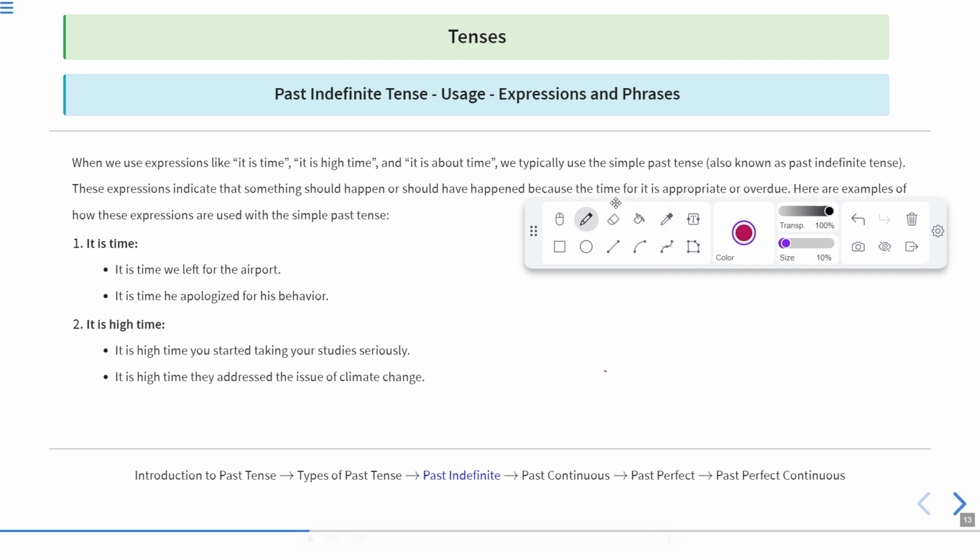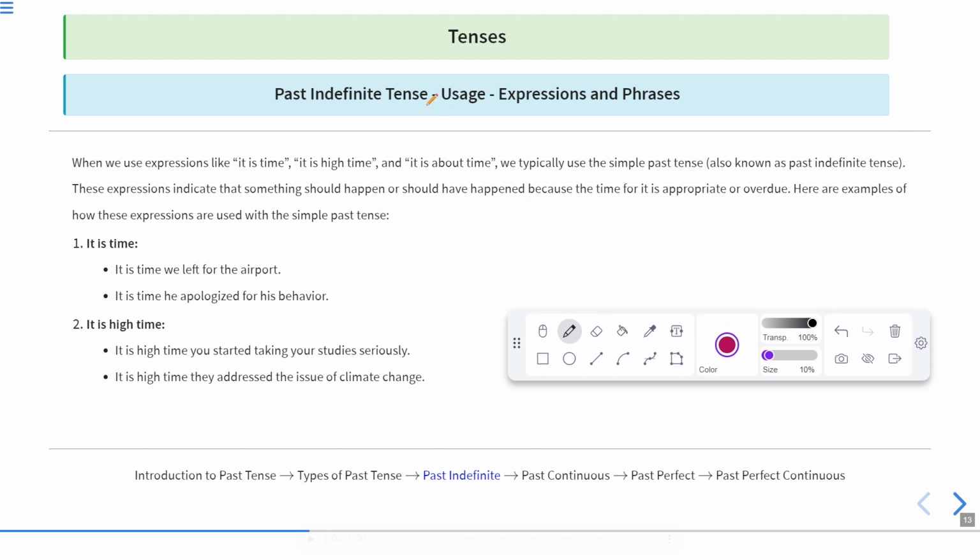Now, past indefinite tense has one more usage, that is expressions and phrases. Now we have some special expressions and phrases, and these can only be used in past indefinite tense. What are these? When we use expressions like it is time, now this one is very, very important. Notice that this is very, very important, and many questions occur from this section, and also we use these phrases in our spoken English as well.